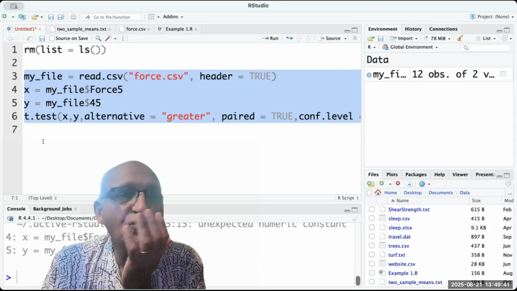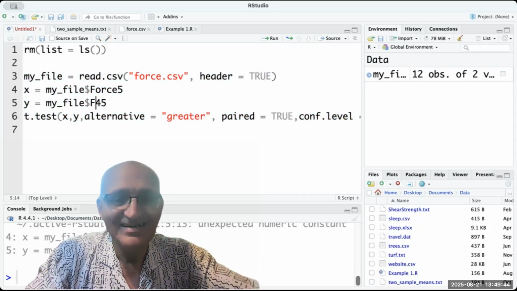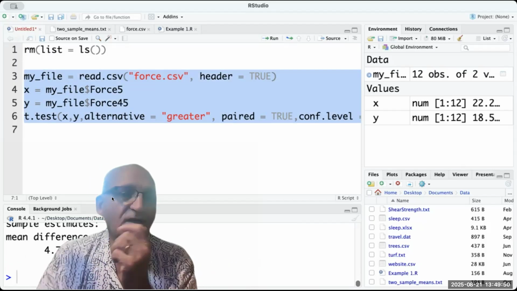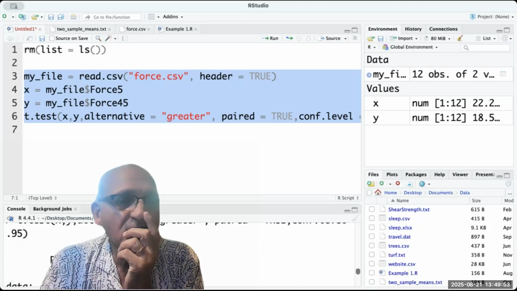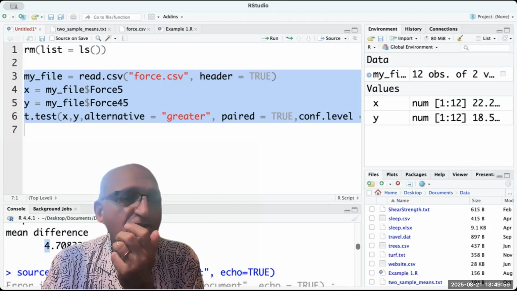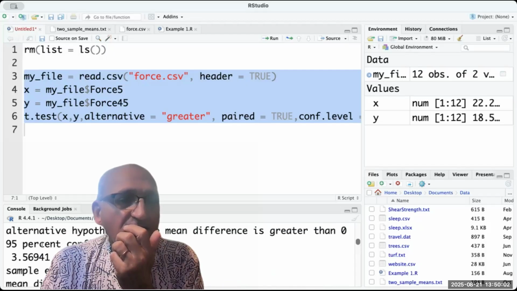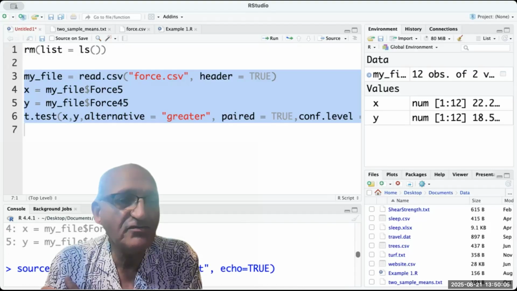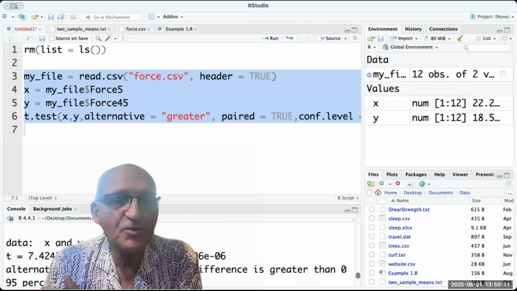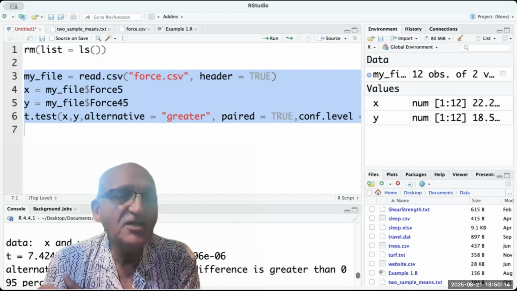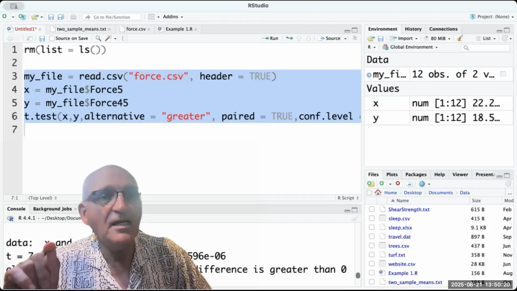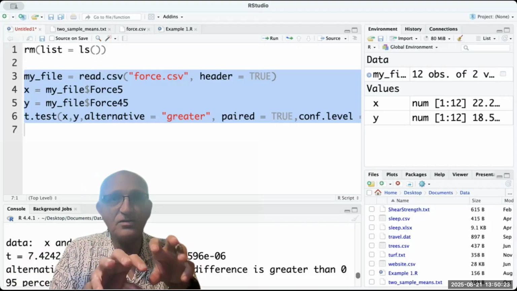Oops, force 45. Why did I say 45? Oh my God, I thought that it worked. Okay, so it gives you the mean difference of 4.7083, which is the same. Remember here we had a confidence interval going from 3.57 to infinity. It's the same, 6.6 in a million. So you can change the names of the columns. It won't change them in the file, but you change them inside your code.